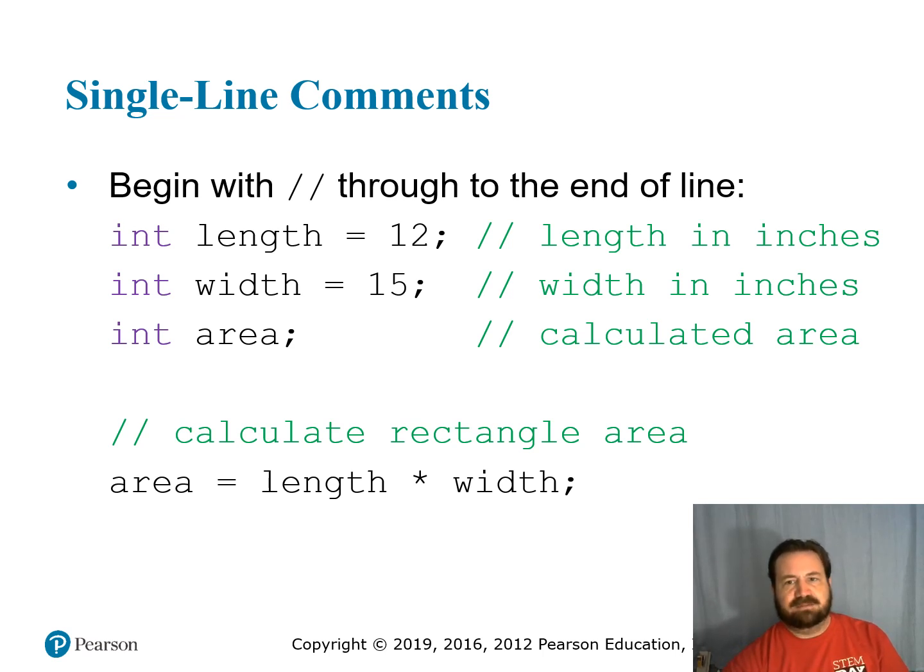Some ways that comments can be used: int length equals 12. That's what we call self-documenting code. Okay, we can figure from just the name of the variable what length is supposed to be, but there's nothing in that that tells me what units I'm in. Is it length in inches, feet, centimeters, kilometers, miles? So we have a comment here that explains that length is in inches.